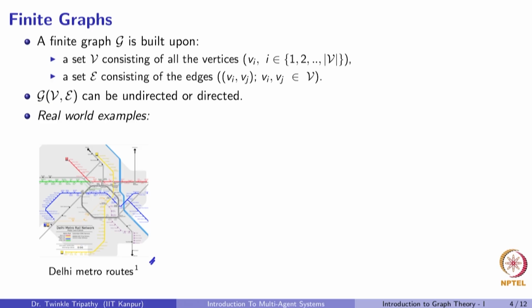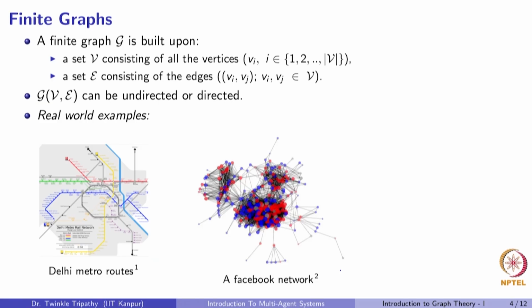Yet another example would be a social network. The particular social network that we see here is that of a network from Facebook. What we see here is that all of the agents or the users which are using Facebook are denoted as the vertices or the nodes, and the edges connecting them simply refer to whether or not they are friends with each other or whether or not they are interacting with each other.